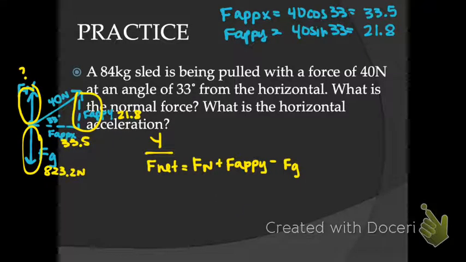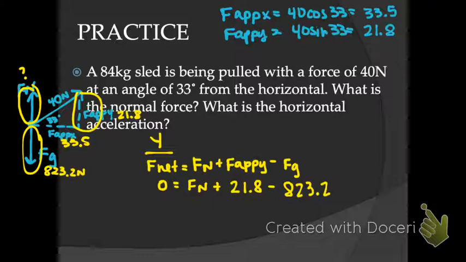What do we know about my F net value in the vertical direction? It's 0, right? Because my sled is being pulled on the ground. So my net force is 0. Normal force we're solving for. F applied Y is 21.8. And FG is 823.2. Okay?